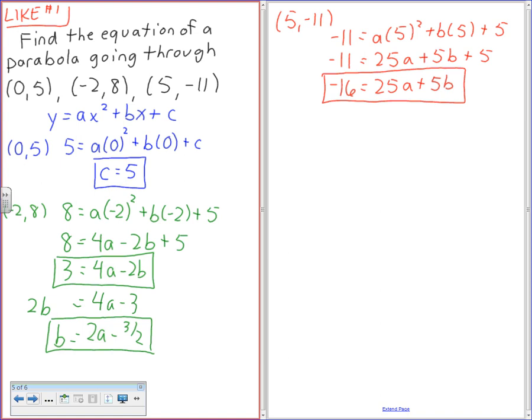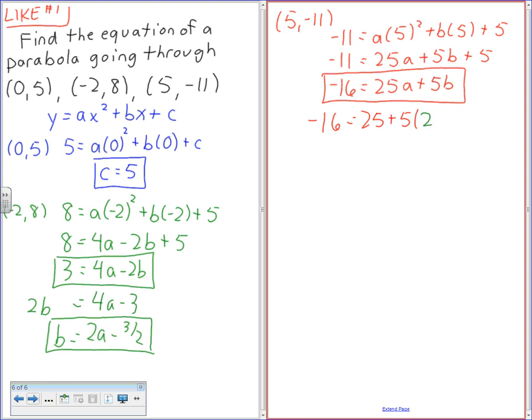Okay. Can someone else tell me what I do next, please? Please be brave. The people who haven't raised their hand yet. Go ahead. Good. So this turns into -16 equals 25a plus 5 times (2a minus 3 over 2).